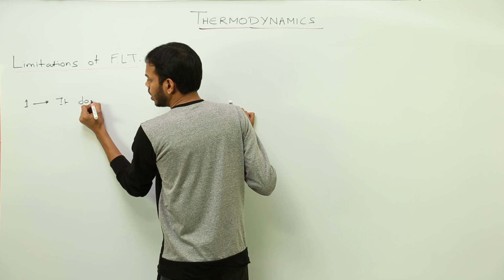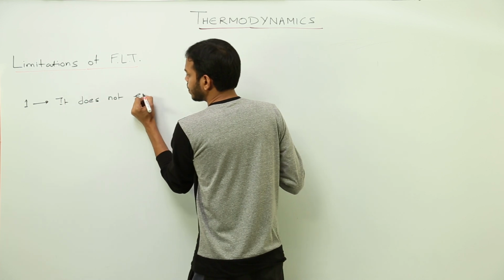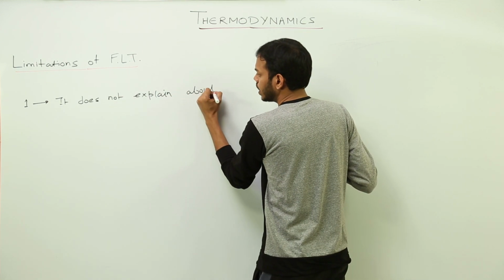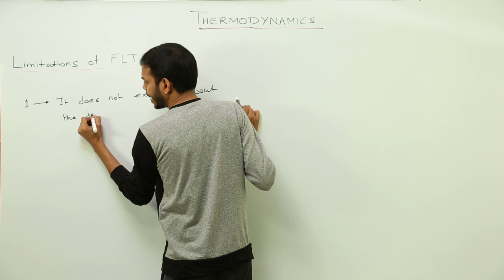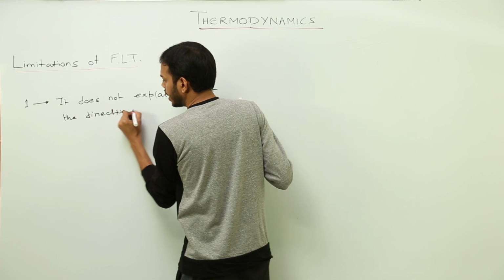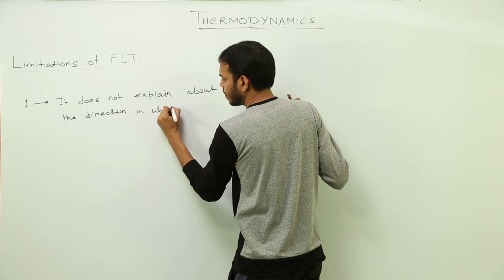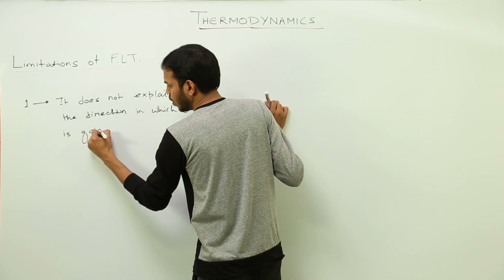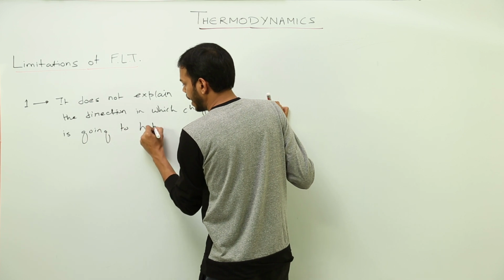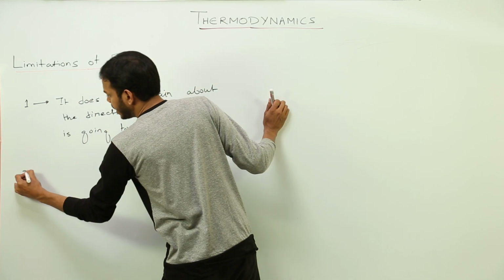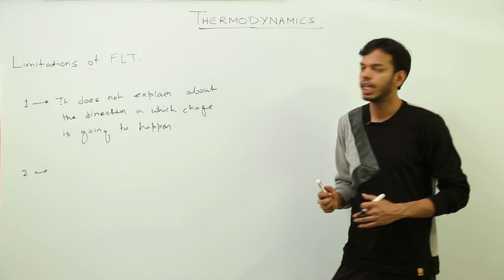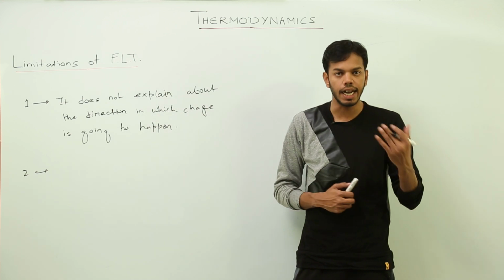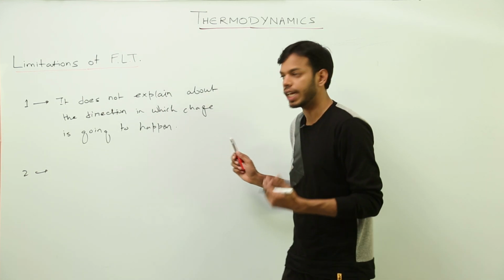I have to write it all. It does not explain about the direction in which change is going to happen. And the second most important limitation of FLT is that it also does not explain the extent till which that change can happen.